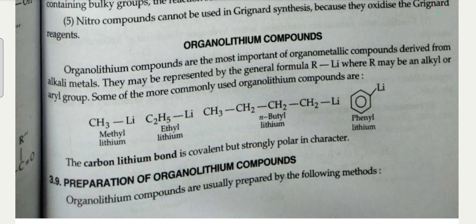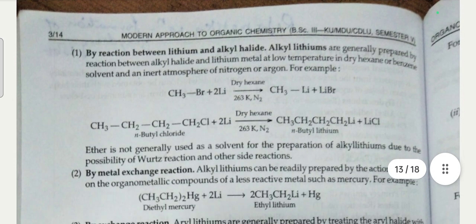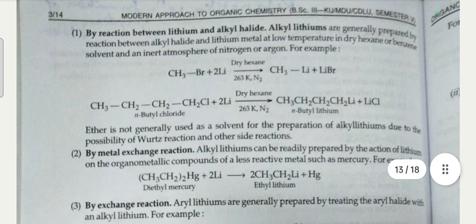Preparation of organolithium compounds. Organolithium compounds are usually prepared by the following methods. First, reaction between lithium and alkyl halides. Alkyl lithiums are generally prepared by the reaction between alkyl halide and lithium metal at low temperature in hexane or benzene solvent and an inert atmosphere of nitrogen or argon. Ether is not generally used as a solvent for the preparation of alkyl lithiums due to the possibility of Wurtz reaction and other side reactions.